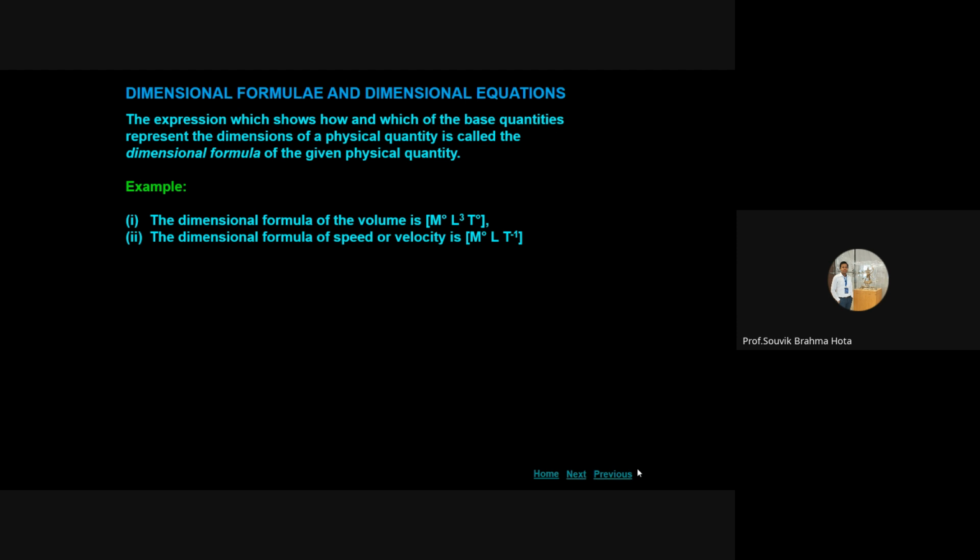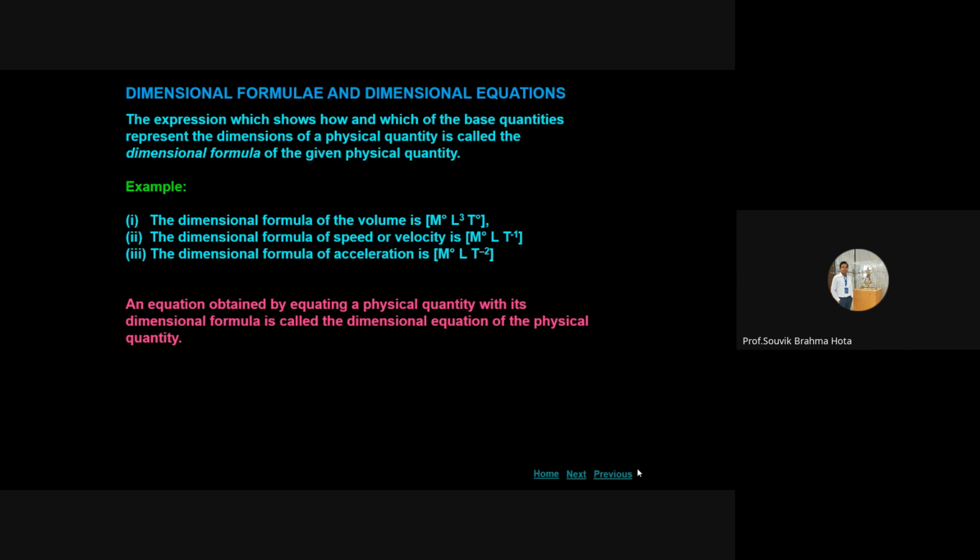Formula for speed: again M is raised to the power 0, but length is there, length per time, so L T to the power minus 1. Dimensional formula for acceleration: M raised to the power 0, L T to the power minus 2. Acceleration is L T to the power minus 2.